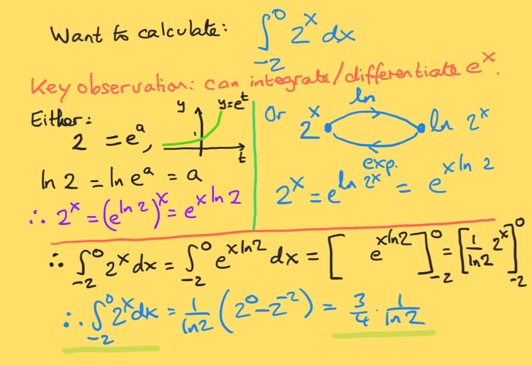Okay, so let's go back to our integral and rewrite our integrand in this way. So our integral is the integral from -2 to 0 of e to the x log 2 with respect to x. And the integral of an exponential is going to be an exponential. We don't change the argument of the exponential at all.